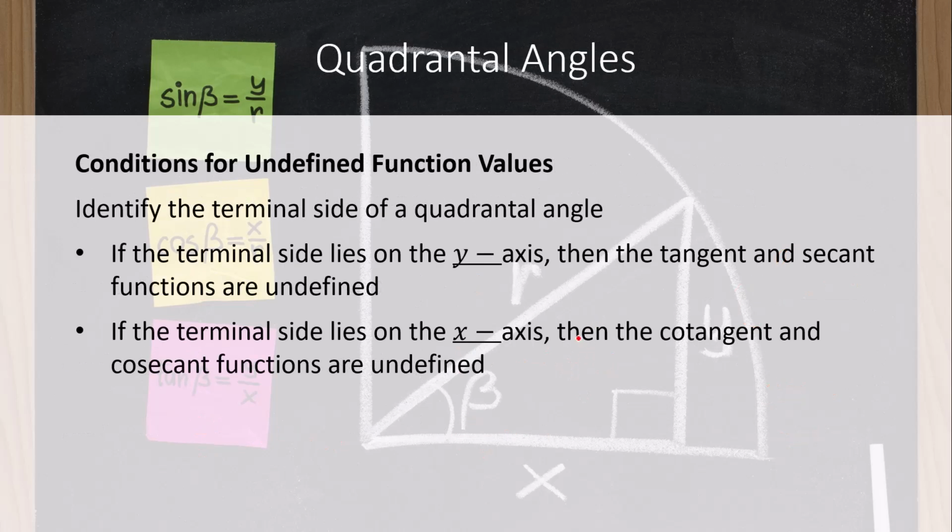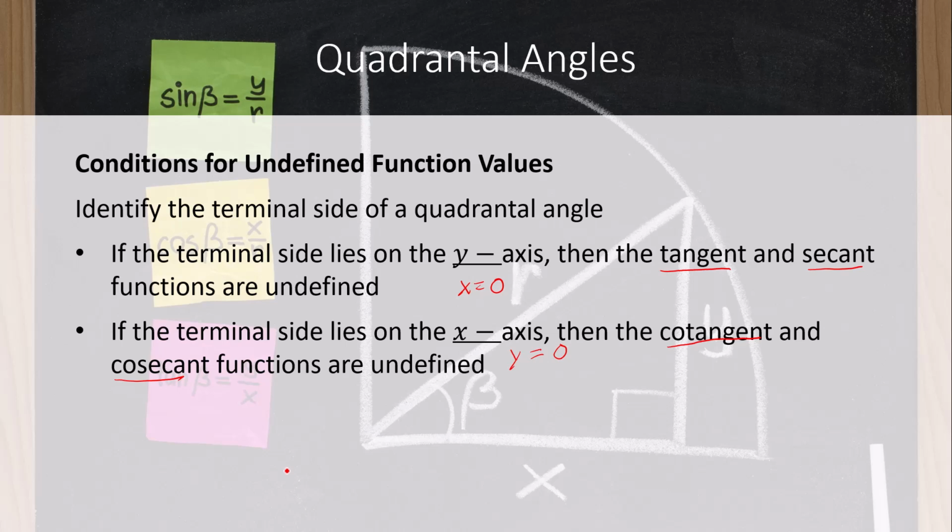Okay, so the conditions for finding the undefined values are as follows. If the terminal side lies on the y-axis, which means that x will be equal to 0, then anything that causes division by 0 will be undefined, and that occurs for tangent and for secant. On the other hand, if the terminal side lies on the x-axis, that implies that y is equal to 0. Anything that causes division by y, which is 0, is going to be undefined, and that will be cotangent, x over y, and cosecant, r over y.